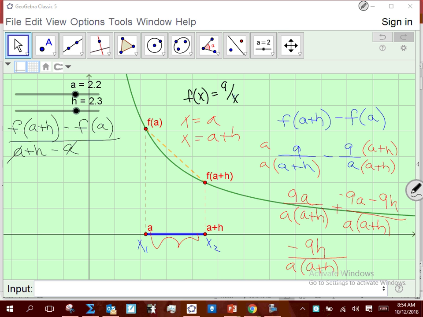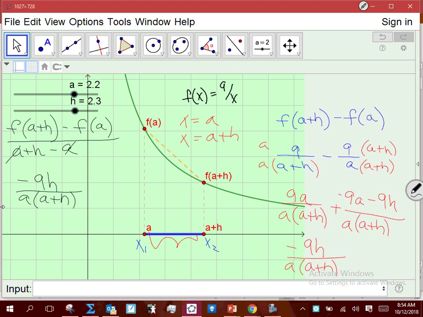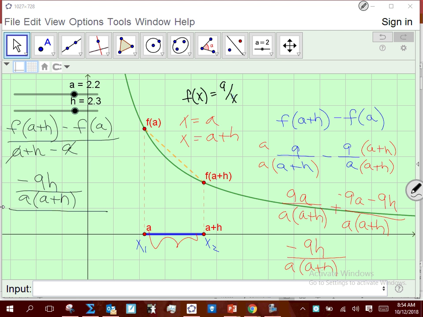So we're going to take the negative 9h over a times a plus h. Remember, that was your net change. Whoa. And then we're going to divide it by how much we moved in the x direction. We moved just h. Well, how do I divide by a fraction? Multiply by the reciprocal, so multiply by 1 over h. What happens to my h's? That one cancels, and now I'm left with negative 9 over a times a plus h. And that thing right there is your average rate of change.